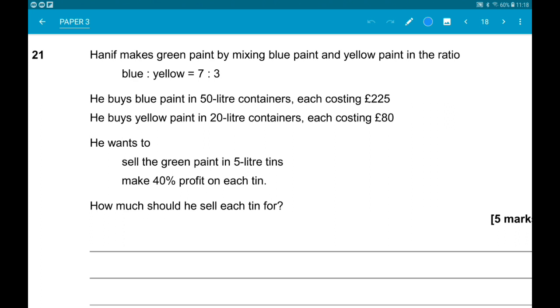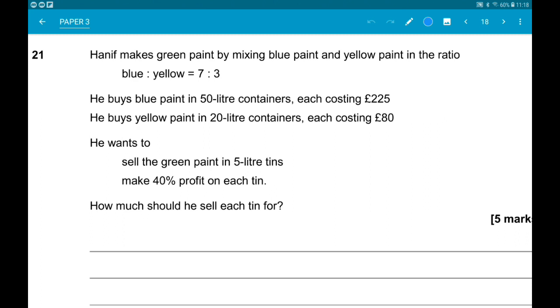He buys blue paint in 50-litre containers, costing £225 each. He buys yellow paint in 20-litre containers, costing £80 each. He wants to sell the green paint in 5-litre tins, make 40% profit. How much should he sell the tins for?